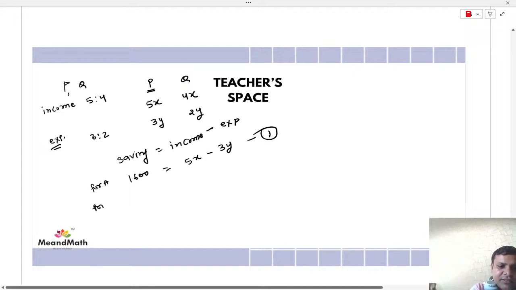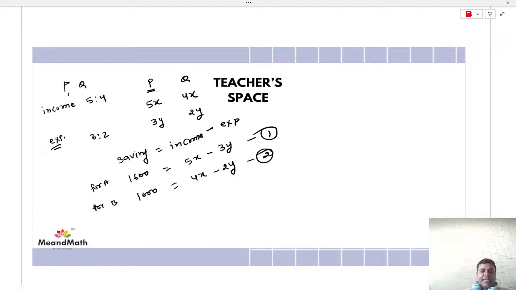For B, again saving is 1600, income is 4x, and expenditure is 2y, equation number 2. So there are two equations: 5x minus 3y is equal to 1600, and the second equation, 4x minus 2y is equal to 1600. So we have to find x and y.